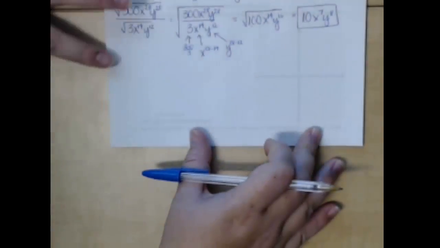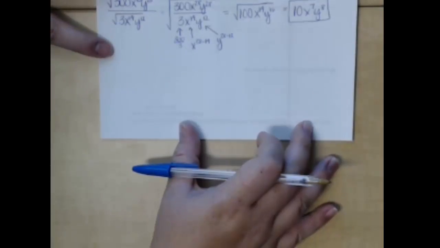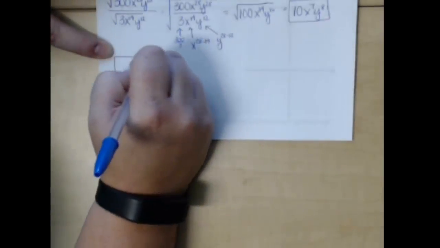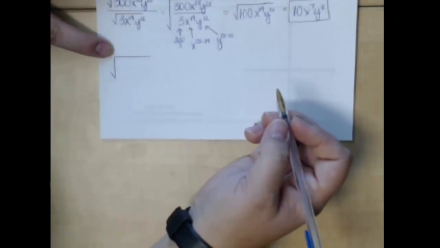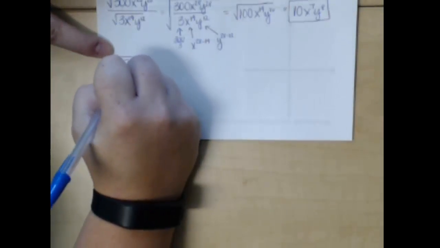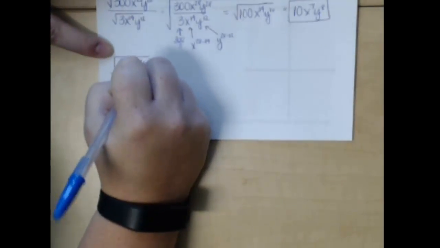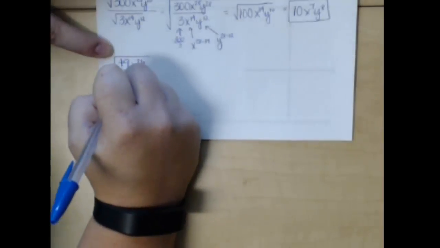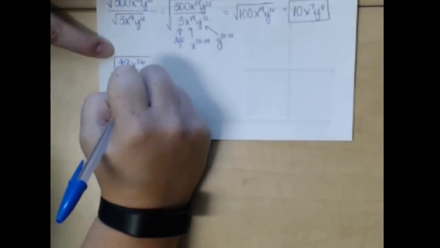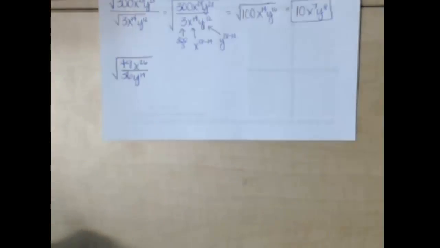All right, let me look at one more, and then I will give y'all some to practice, and that's the end of this lesson, okay? So last example here, let's look at one that's already in one big square root. Let's look at 49 x to the 26th over 36 y to the 14th.